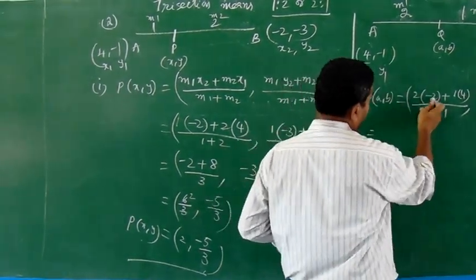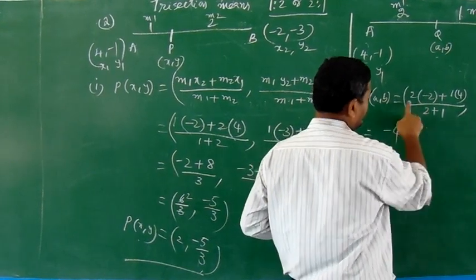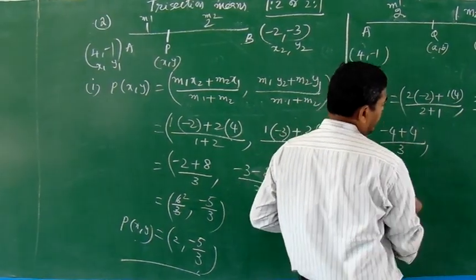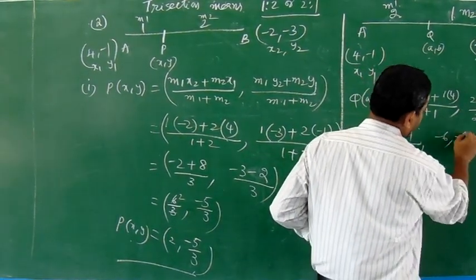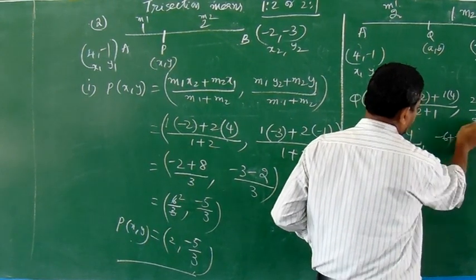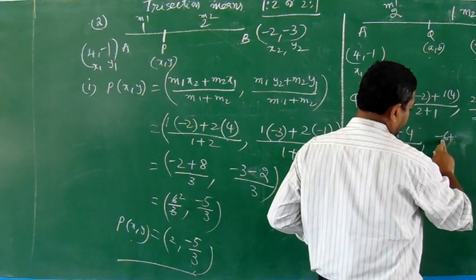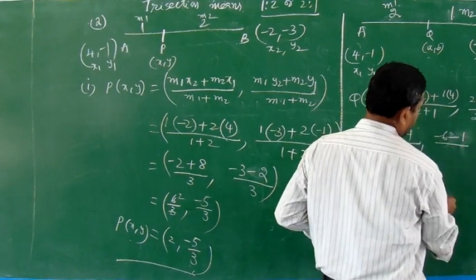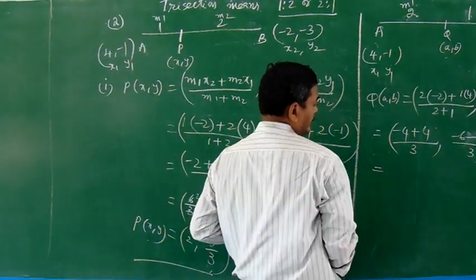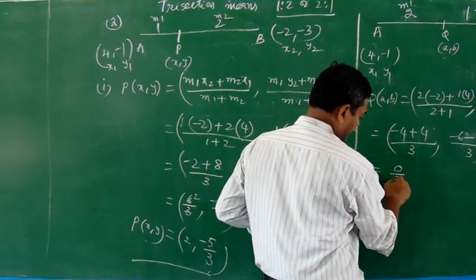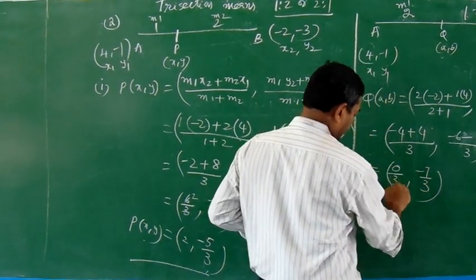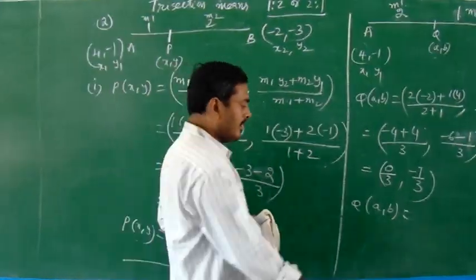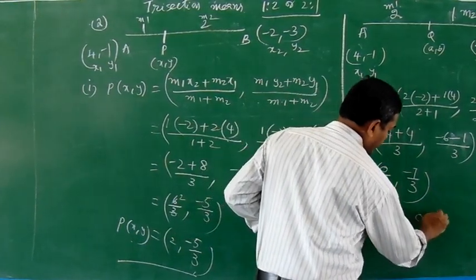Now 2 2s are minus 4, plus 1 4s are 4, by 3. Here minus 6 plus 1 into minus 1, minus 1, minus 7, by 3. That equals 0 by 3 and minus 7 by 3. So Q(A, B) equals 0 comma minus 7 by 3.